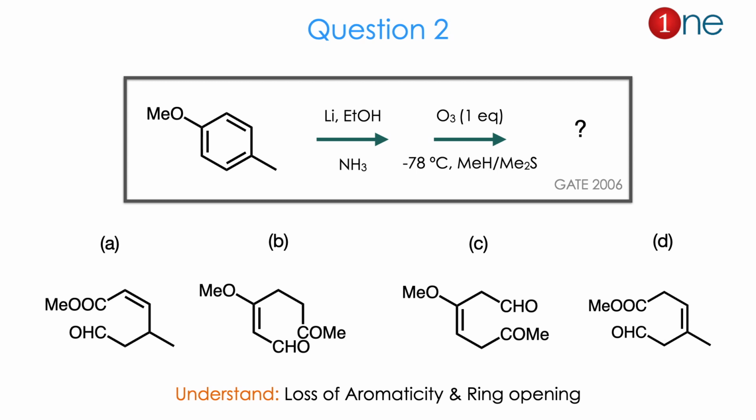Let us see question number 2. The starting material is anisole which is attached with methyl at the para position. You are using lithium, ethyl alcohol and ammonia. In the next step you are using ozone with methyl sulfide. They ask you to find the product.